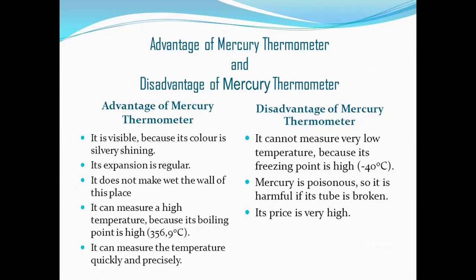Now the disadvantages. It can't measure very low temperatures since its freezing point is only -40 Celsius. The second disadvantage: mercury is poisonous, so it is harmful, especially if the tube is broken. Third, the price is high, so mercury is expensive. These are the advantages and disadvantages of mercury as we use it inside the bulb of a thermometer.